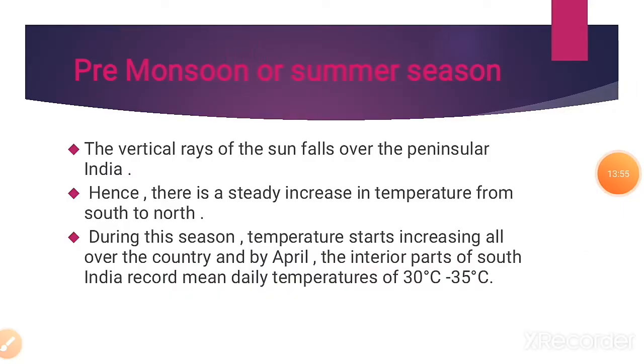So the next season is the summer season. During the summer season, the vertical rays of the sun fall over peninsular India. Hence, there is a steady increase in temperature from south to north. During this season, temperature starts increasing all over the country, and by April, the interior parts of South India record mean daily temperatures of 30 degrees Celsius to 35 degrees Celsius.